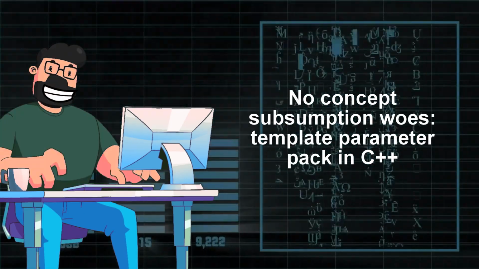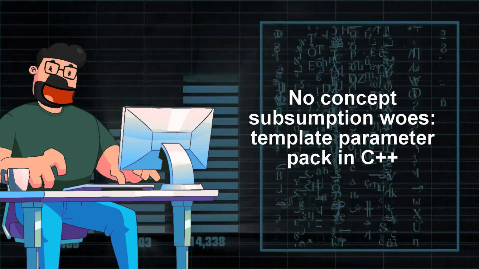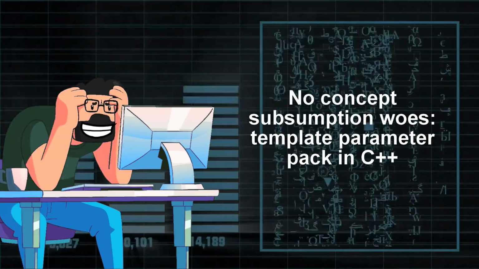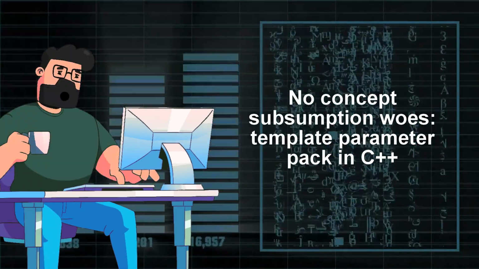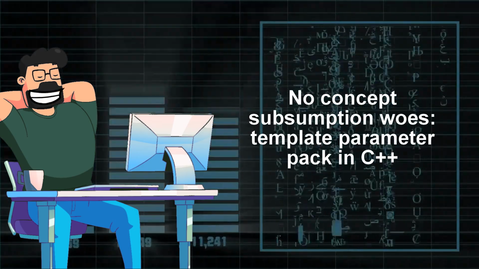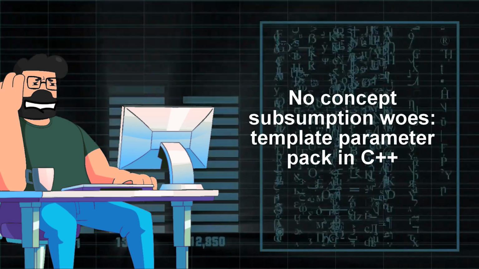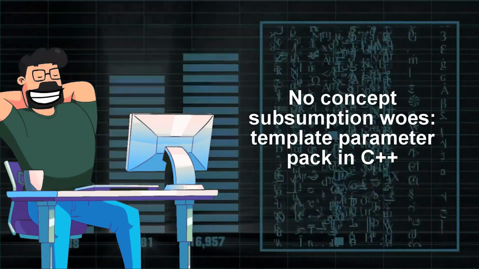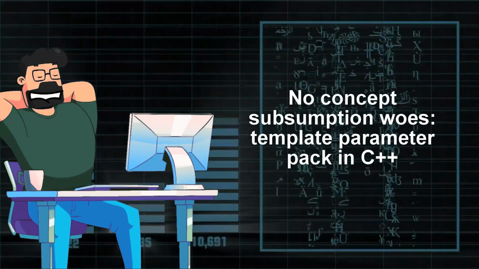The upcoming proposal P2963, already implemented in Clang 19, addresses this exact issue, paving the way for expressing concept subsumption in template parameter packs. So, while we may be facing rejection now, brighter days are ahead in the world of C++ coding.